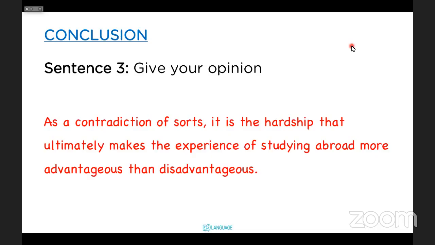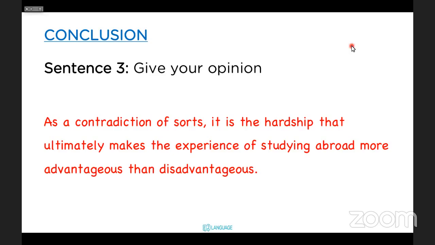Good. All right. So what do we got? Julia has written, I am inclined to believe that despite the disadvantages, the overall benefits of studying abroad are still mainstream. That doesn't make sense. Mainstream is the wrong word here. I would say the overall benefits of studying abroad are advantageous or are superior.